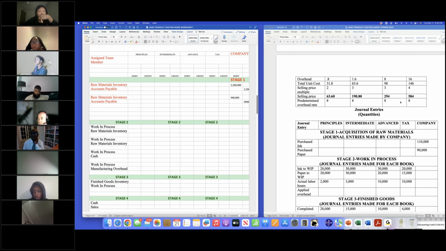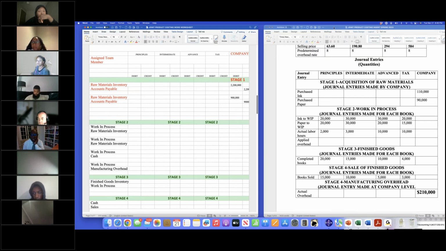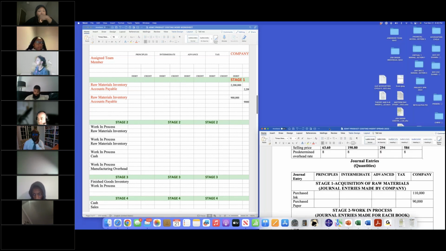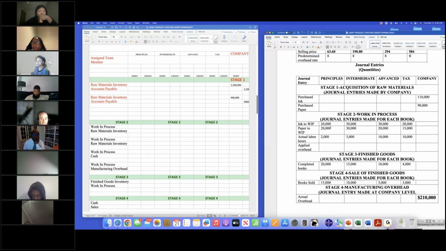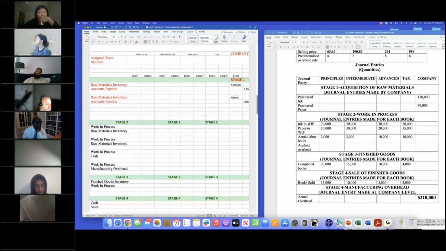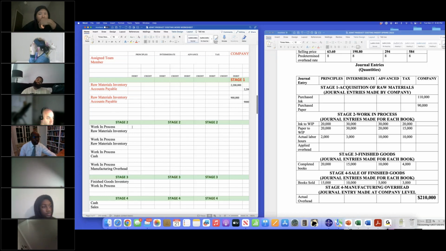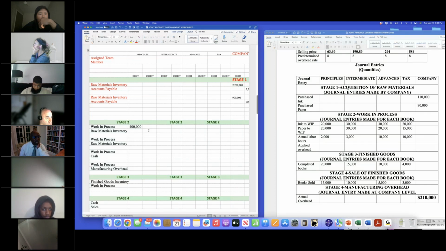So, for the first one, for ink to work in process, you'll do 20,000, but you'll multiply that times the paper, which was... Wait a minute, we're doing the ink. 20,000 ink cartridges put in. And how much did we pay per ink cartridge? We paid 20, so 20 times 20,000 is 400,000. So we would debit work in process and credit raw materials inventory for 400,000. Every book does that.